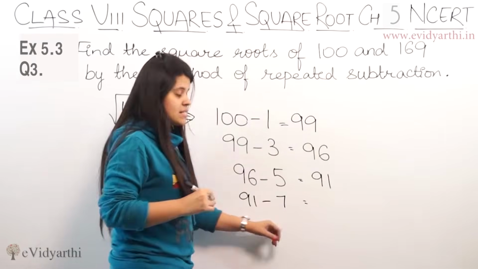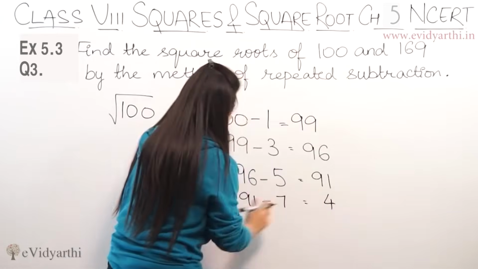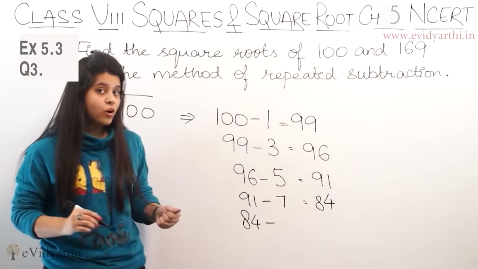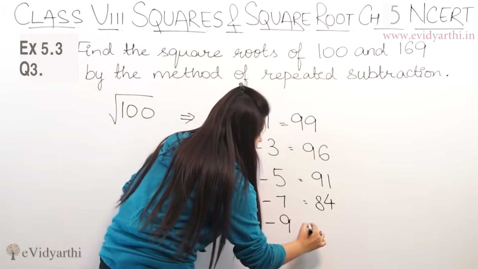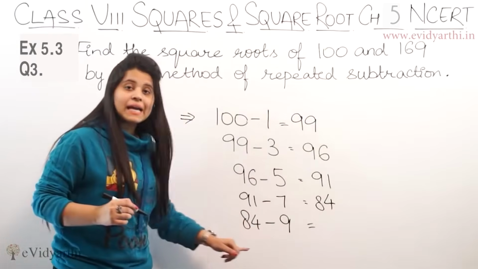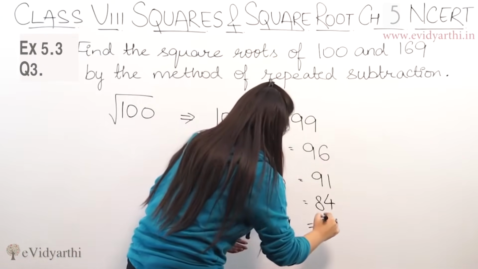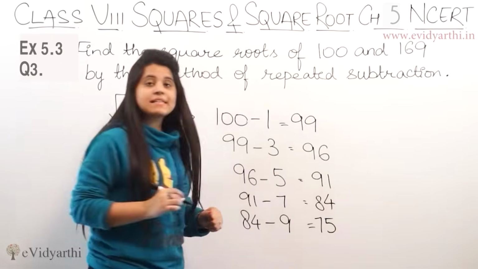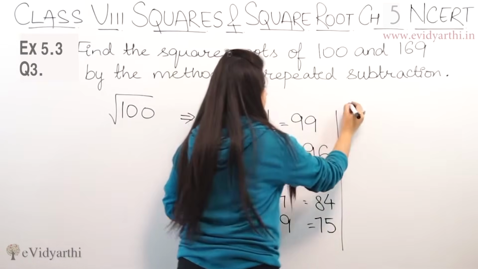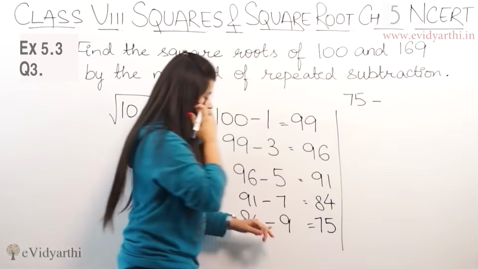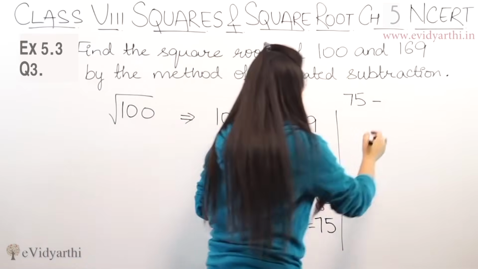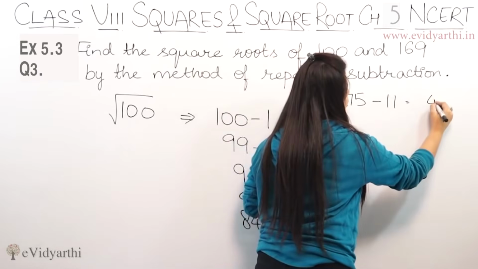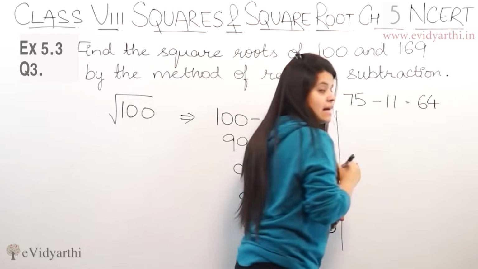Now 84 minus next क्या है odd number? 9. So 84 minus 9 will be 14 minus 9 is 5 and this is 7. So ये आ गया 75. Now let's continue this. 75 minus अब 9 के बाद कौन सा number होगा? 11. So minus 11. This is 5 minus 1, 4, 7 minus 1, 6.